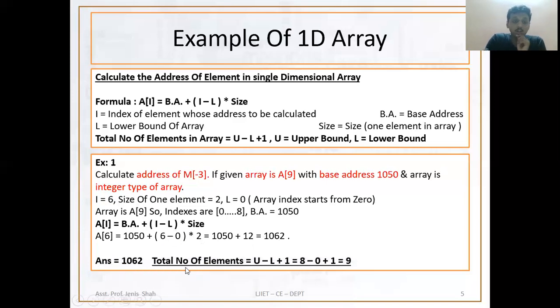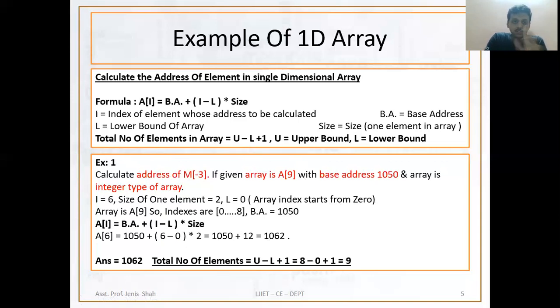Now, how many elements are there in total? You can easily say it because the array is a of 9. How many elements? 9. But if we want to calculate using this formula, then the upper bound of the array is 8. Please watch the mouse on the screen. The upper bound of the array is 8. The lower bound of the array is 0. So u minus l plus 1, 8 minus 0 plus 1 is equal to 9. Fine. Okay. Isn't it easy?